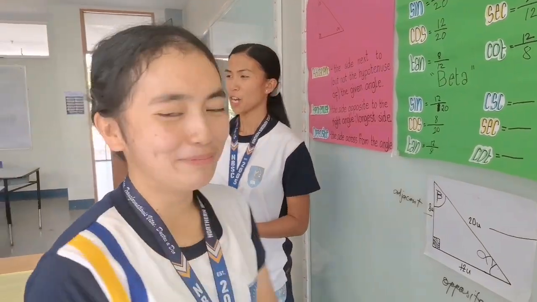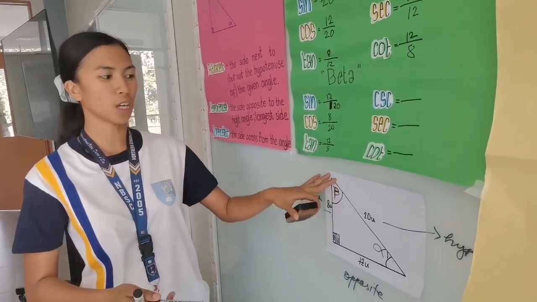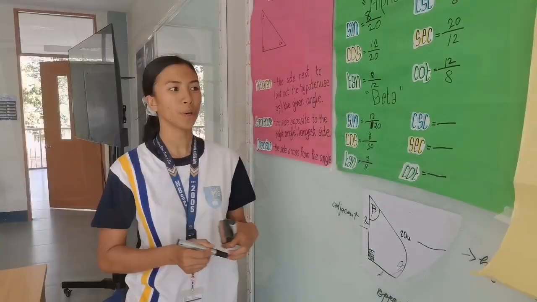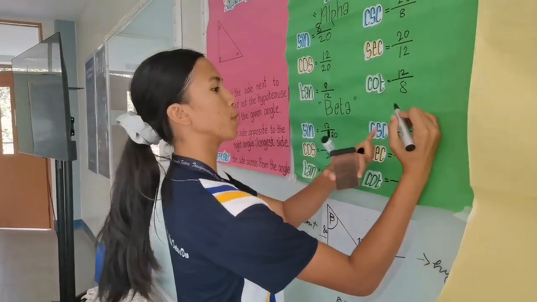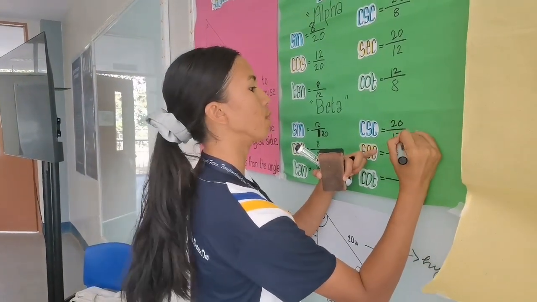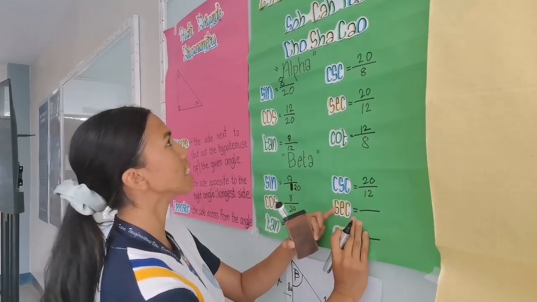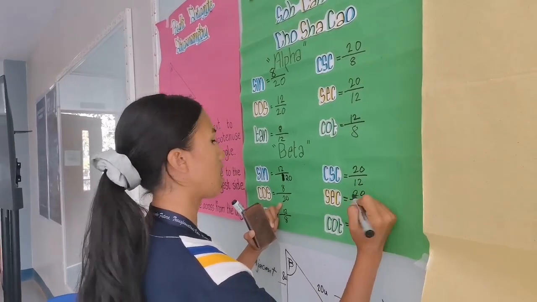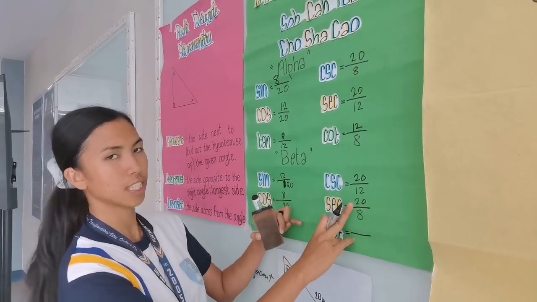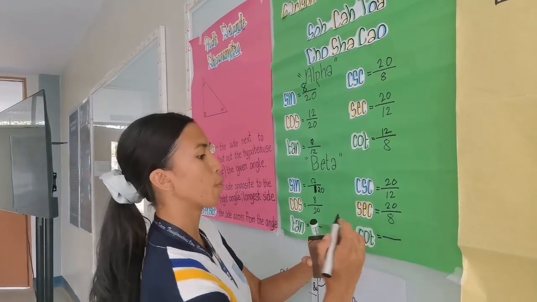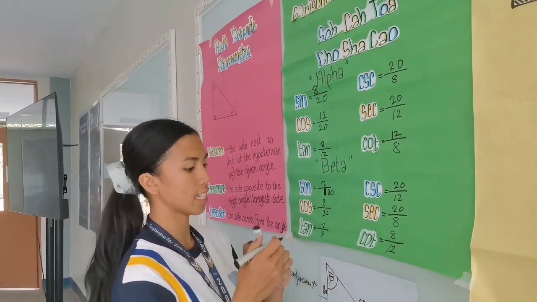Thank you, ma'am. Just like what I've said, to identify its inverse ratio, we will just reciprocate it to identify its value. For cosecant, we can put 20 and 12, which is the hypotenuse and the opposite side. For the secant, we will put 20 on top and 8 because it is the hypotenuse and the adjacent side. And for cotangent, we will put 8 and 12 because it is the adjacent side and the opposite side.